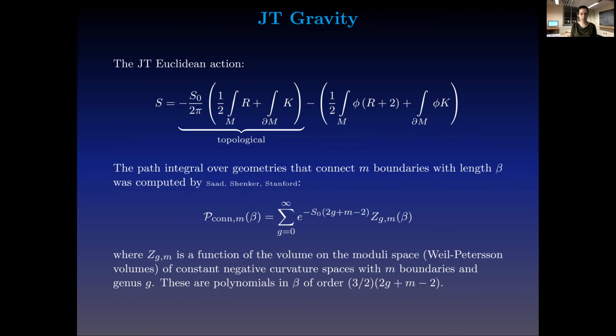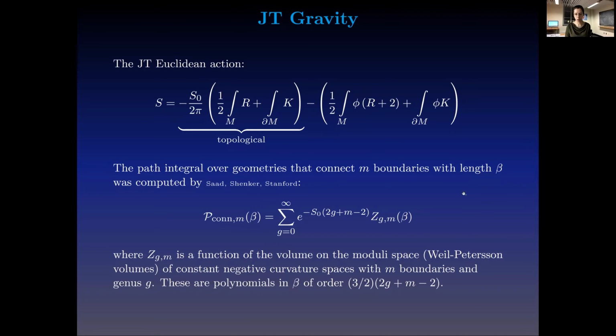Okay, so here is the JT gravity Euclidean action. We have the topological term, and then we have the dilaton boundary term. And what we're interested in, of course, are the geometries that connect M boundaries of certain length. So the path integral over these geometries that connect M boundaries with length B was fortunately computed by Saad, Shenker, and Stanford. And this is the notation that we'll use for it. So this means the path integral that connects M boundaries with length B.